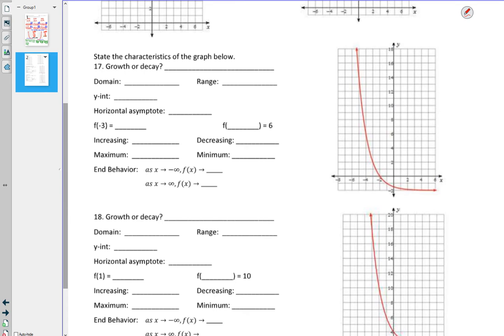If this were a roller coaster, the roller coaster always goes from left to right. If this were the car here on the roller coaster, would that roller coaster be going up or down? Yeah, it's going down, it's a decay. When it's going up, it's a growth. So this is the decay.